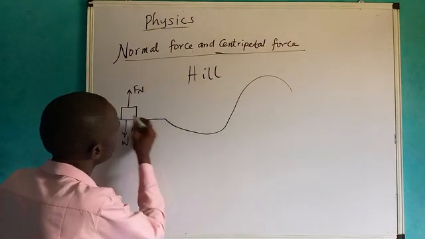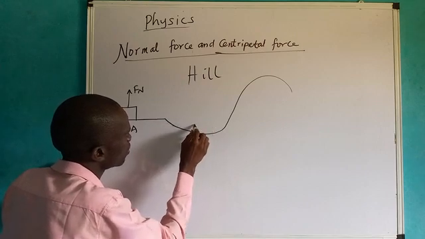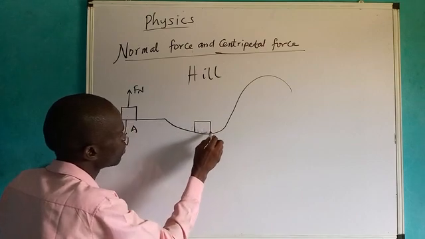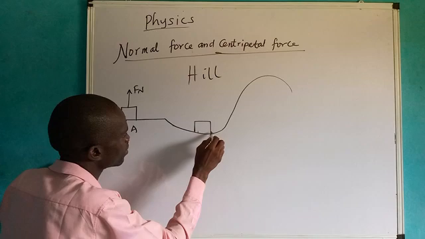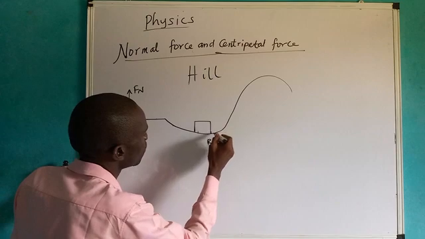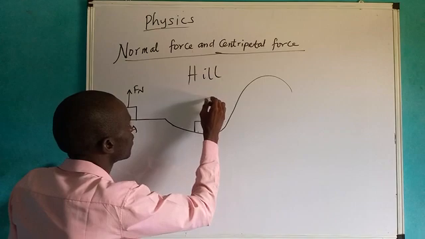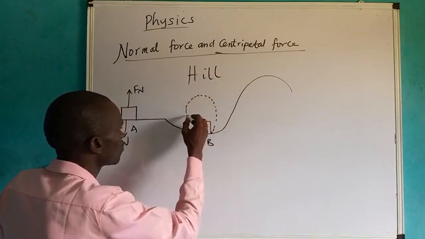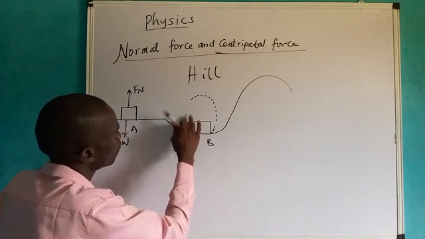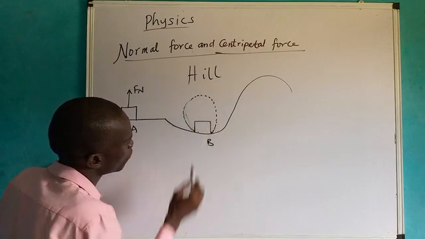Now, as the car moves and you get to this point here, let me call this point B. You know that this car is going to make a circular movement. This car is trying to climb this hill, so there will be a circular movement, meaning there's going to be a centripetal force here. This car will move in this manner, okay?